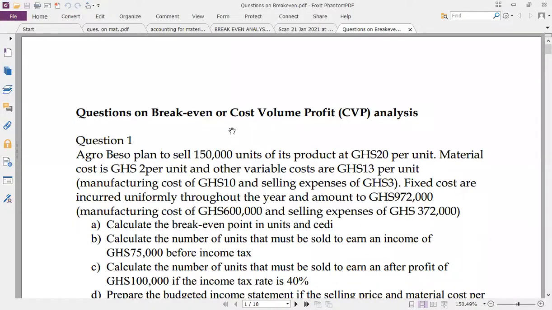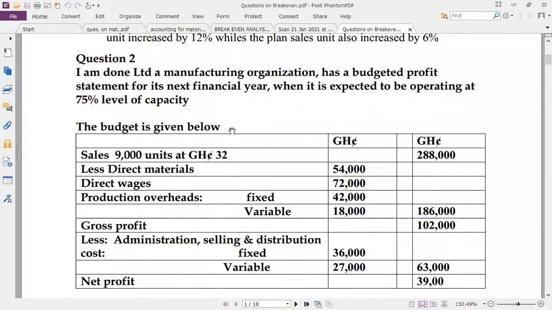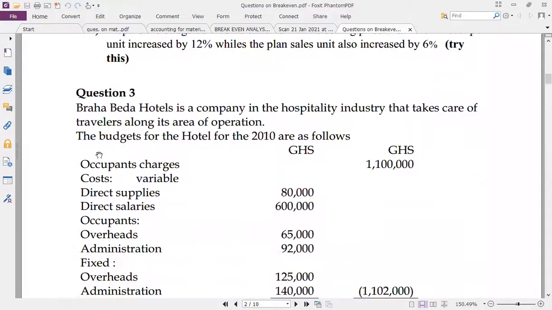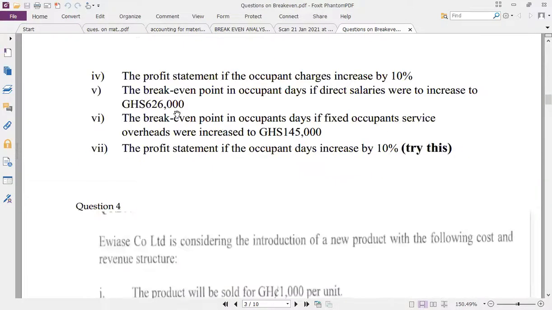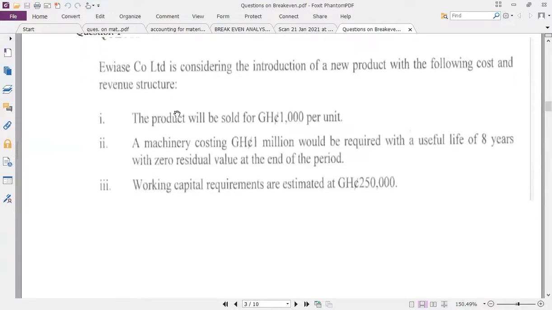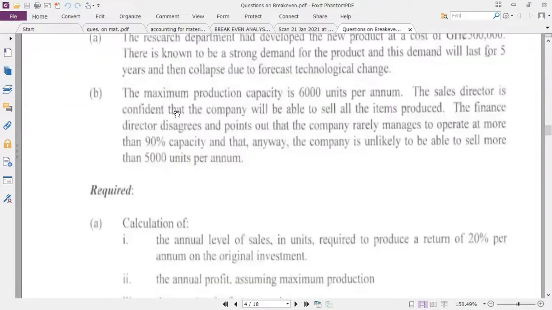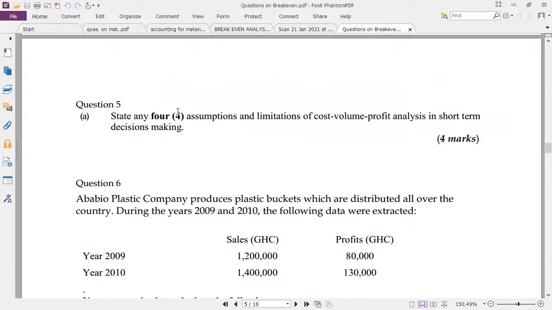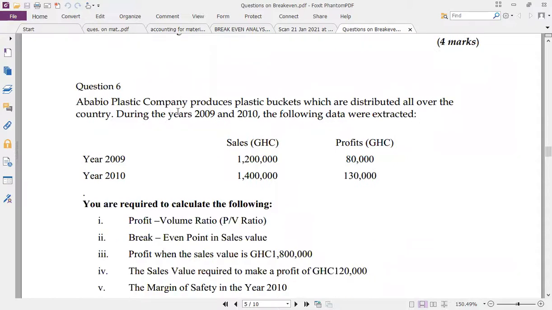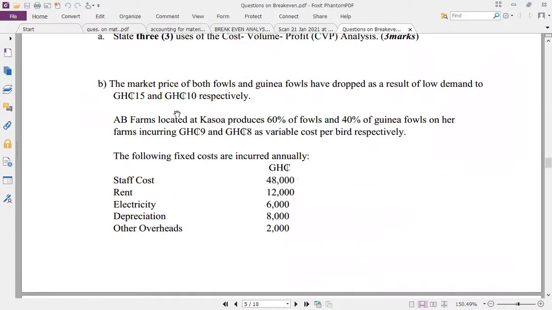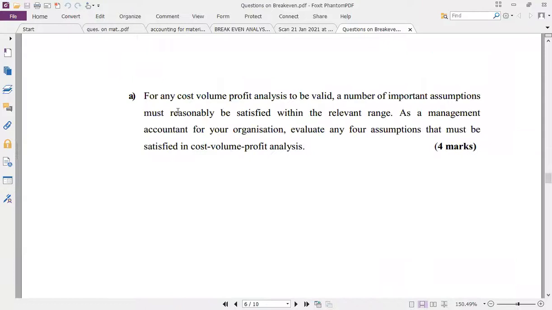So Agroversor is question one. Then question two is I Am Done. Then question three is Brahabeda Hotels. Then question four is called Eviase Munsem. Then question five, you solved it already. Then question 5B is also there.